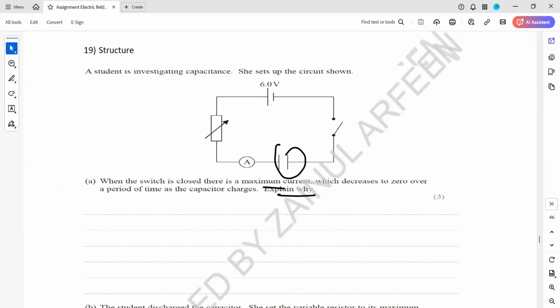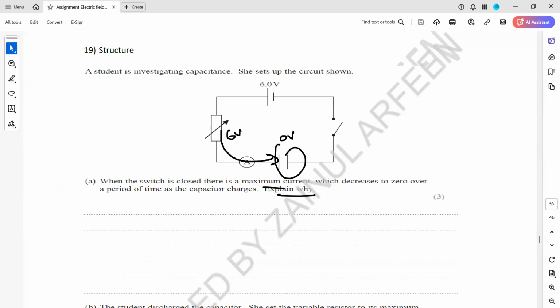So there was no charge to oppose the motion, or initially the potential across the capacitor is 0. And the potential across the resistor is 6 volts. As a result, there is a greater difference in the potential. As I just mentioned, at this point we'll have 6 volts and at this point we have 0. The greater the difference in voltage, the greater the flow of the charges.